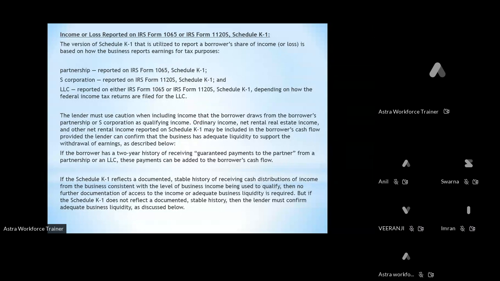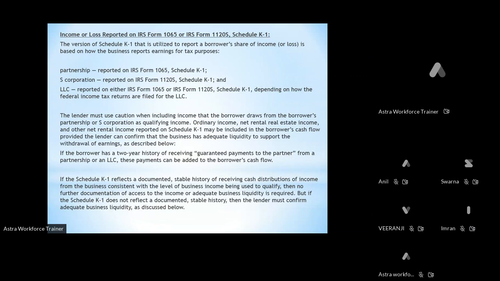If the borrower has a 2-year history of receiving guaranteed payments as a partner from a partnership or LLC, this payment can be added to the borrower's cash flow. So the borrower is getting a guaranteed amount from the LLC or from the K-1 income, let's say 10,000 apart from the shareholder's share of profit. If he's getting 10,000 every month for more than 2 years, then that can also be considered qualified income for the borrower.